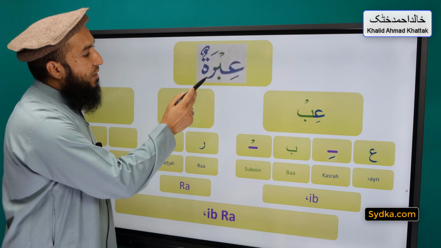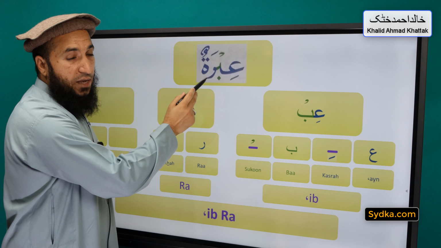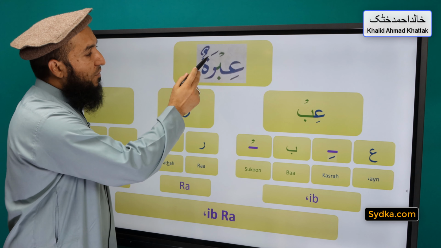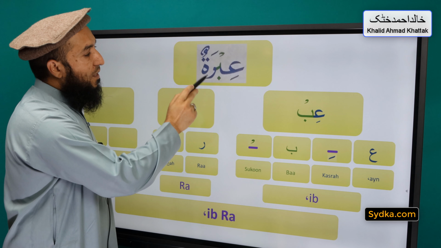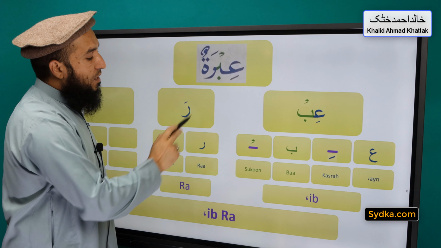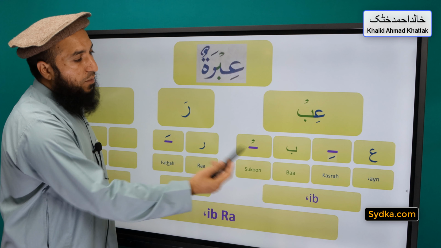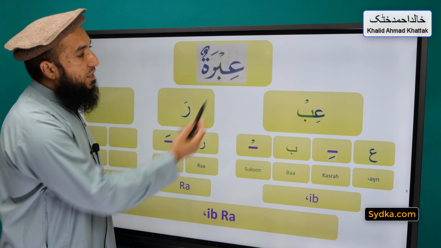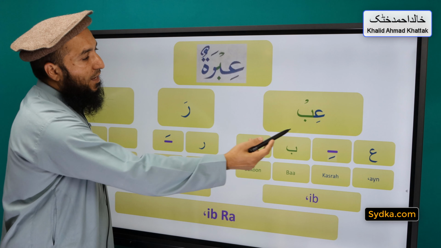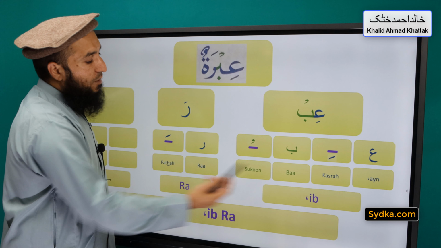The next syllable we have is ra fatha ra. Ra is a heavy letter, in this case it has fatha on top of it and it is prolonged for 1 count. Ra fatha ra. Combining both syllables together we have عبارة.